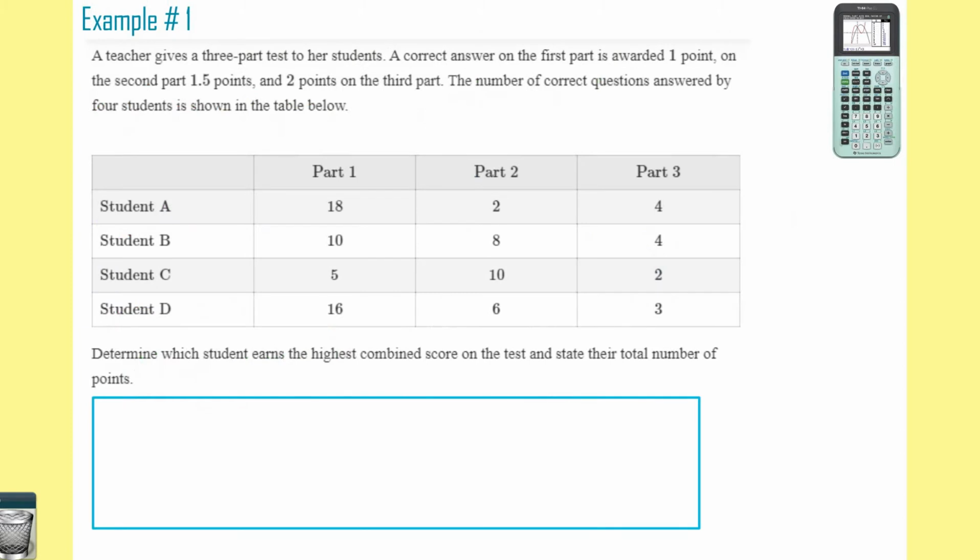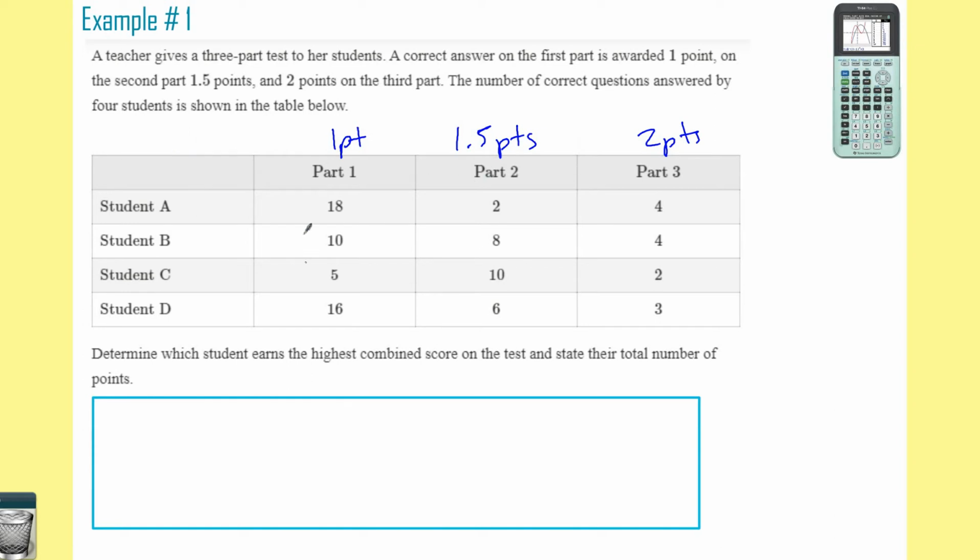Let's see, next one. Okay, so a teacher gives a 3-part test to her students. On the first part, they're awarded 1 point. Part 2 is 1.5 points, and 2 points on the third part. Find the number of correct questions answered by 4 students, shown below.